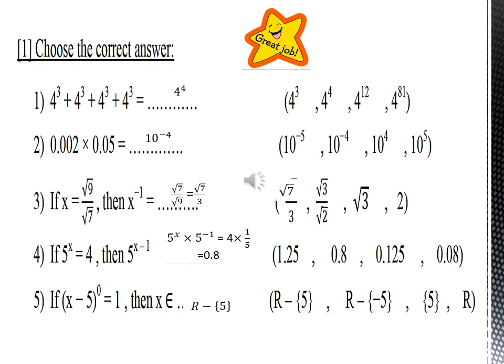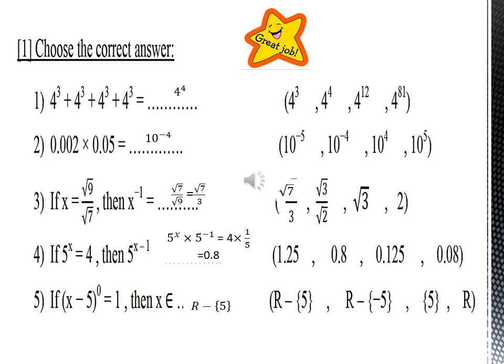Now we'll do this one: 2 times 10 to the power negative 3 times 5 times 10 to the power negative 2. 2 times 5 will become 10 to the power 1, times 10 to the power negative 5, and we will add the powers, so it will become 10 to the power negative 4.